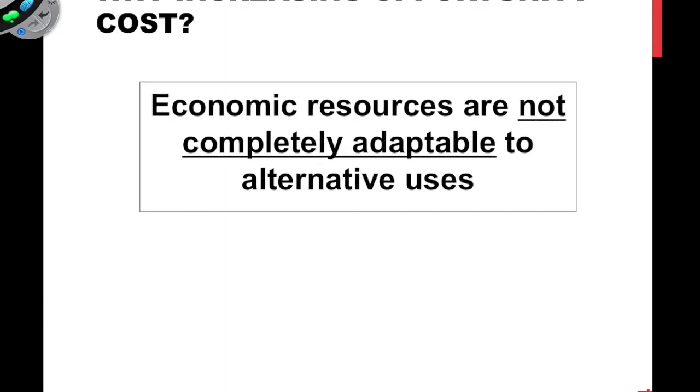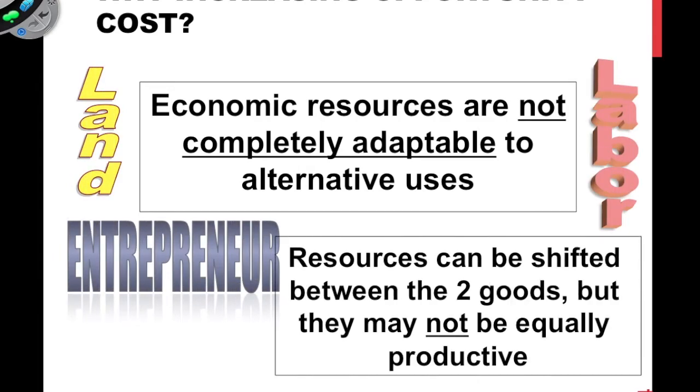Why is that happening? The reason for this to happen is that our economic resources are not completely adaptable to alternative uses, and that goes for all the different kinds of resources that we have. We can use the resources to produce different things, but they're not going to be equally good at it, equally productive. If you have someone that is very good at designing video games and you put them in charge of actually making the hardware, they may not be that good. So the cost of producing those consoles would be higher. And that's what is represented through this law of increasing opportunity cost.